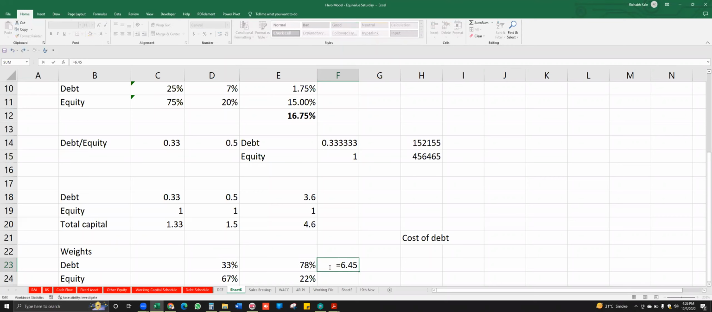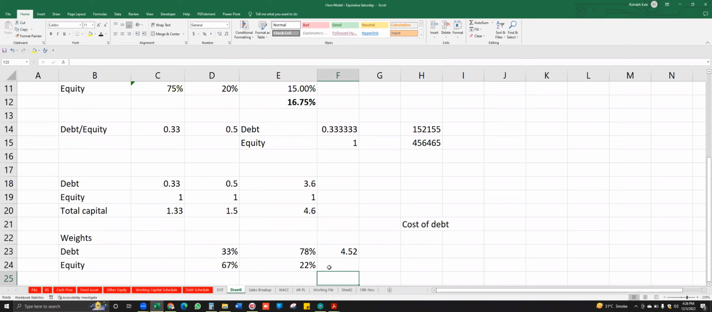$6.45 into bracket 1 minus 0.3. Right, 4.5% is your after tax cost of debt. And our cost of equity will come in the next class. I just give you 15% as of now. Can you find that? Percent.